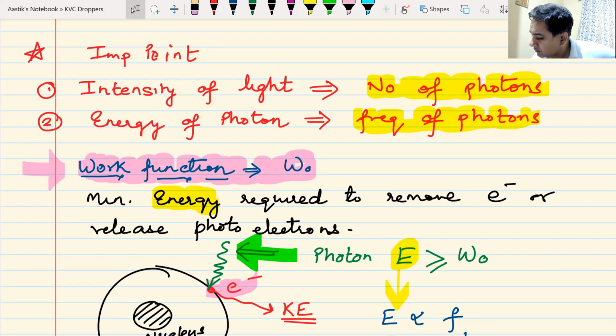NH by 80. No, no, sorry. What are you saying, beta? NH by 80. What are you saying? Sorry, I'm not able to get what you are saying. Intensity I is equal to NHV by 80.